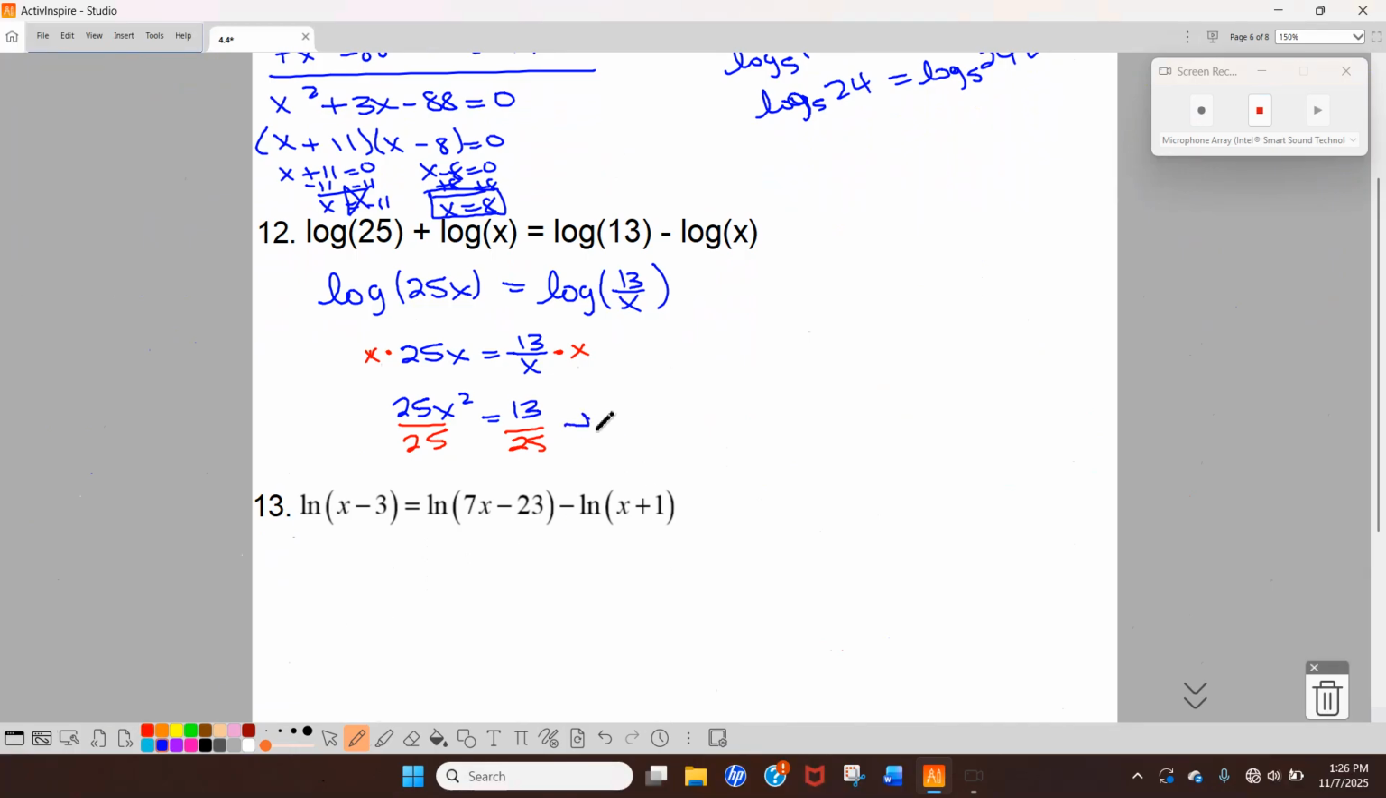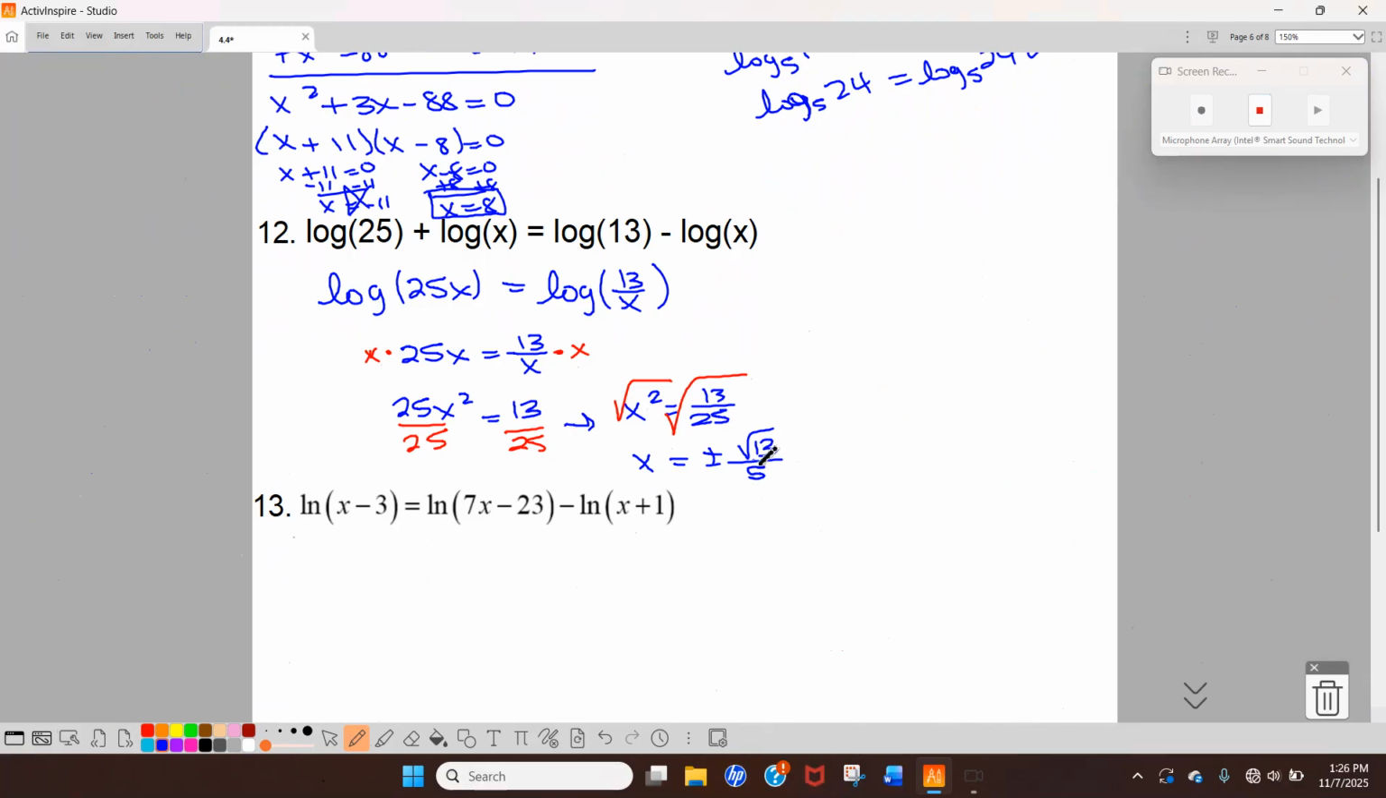So x squared will equal 13 25ths. Then we can take the square root of both sides and have plus or minus the square root of 13 over regular 5. All right, so I'm just going to walk you through this, talk you through it. Remember on a test, you have to actually write it out.